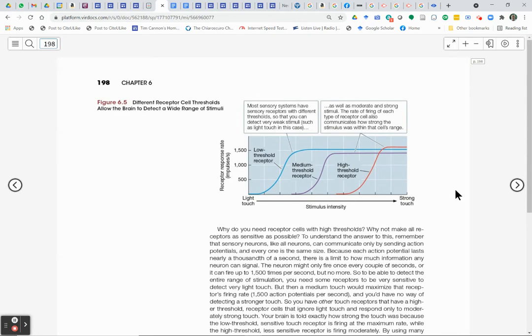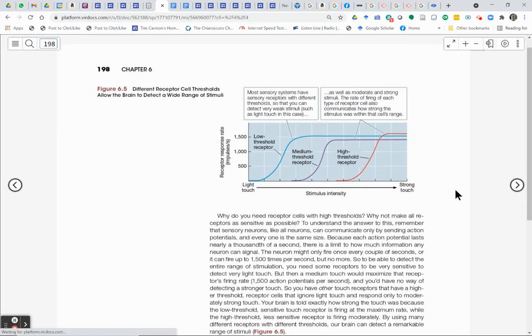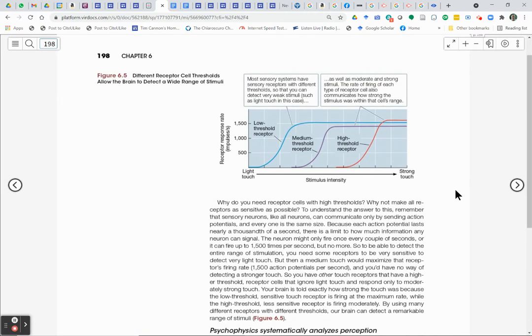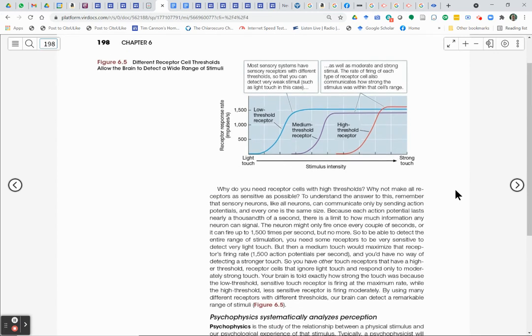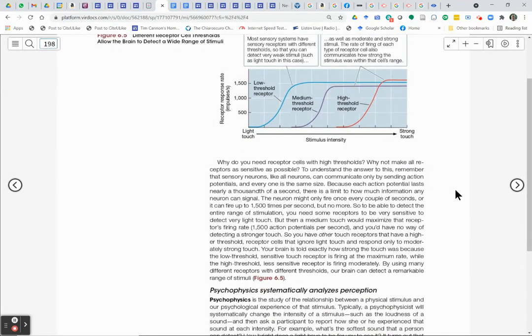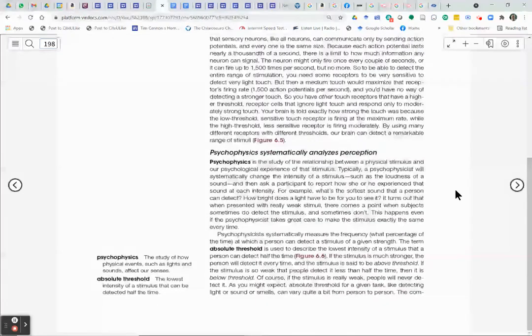And this is an important concept, and the skin is still good here. As an example, you have some neurons that have low thresholds and they have their own dynamic range, and then they kind of pass it off to medium threshold receptors and then high threshold receptors. So, to feel the full spectrum of that sensory system, you need to get information from all of those.